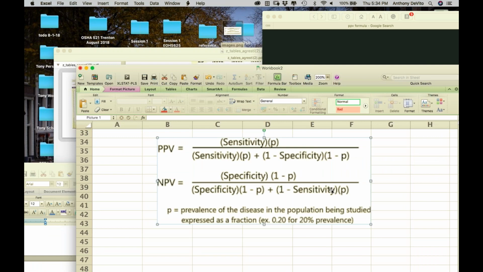Okay, so there's the formula here. The positive predictive value is equal to the sensitivity times the prevalence. In other words, the prevalence is the percentage of people, a proportion in the population, that have the disease. So that's the proportion of people that have the disease, the prevalence, times the sensitivity, which tells you how good it is at predicting that. So that's really the proportion of true positives.